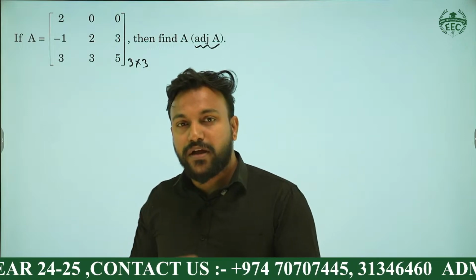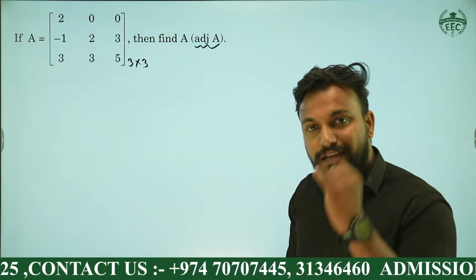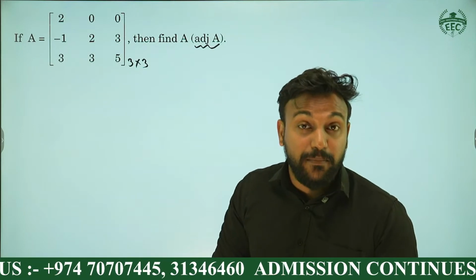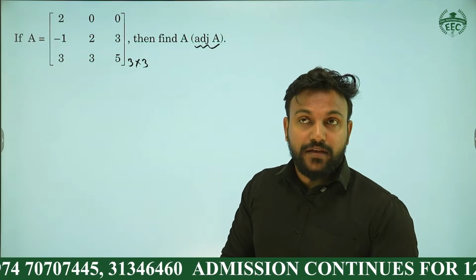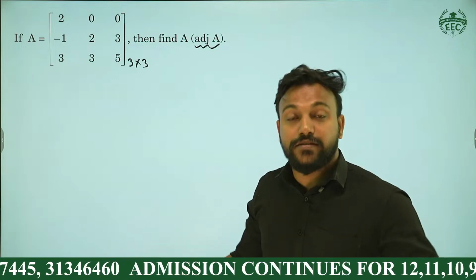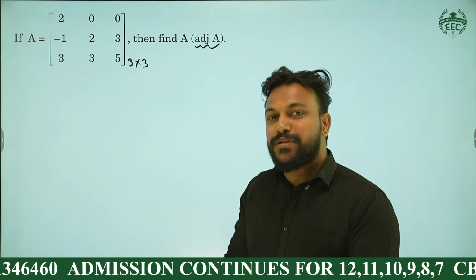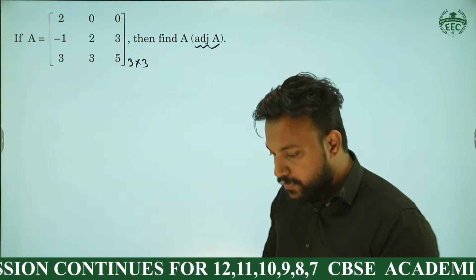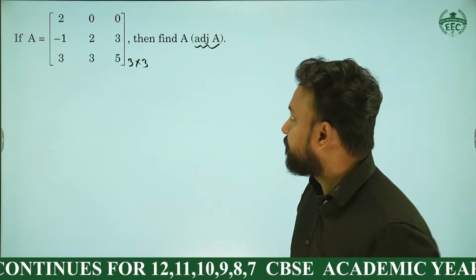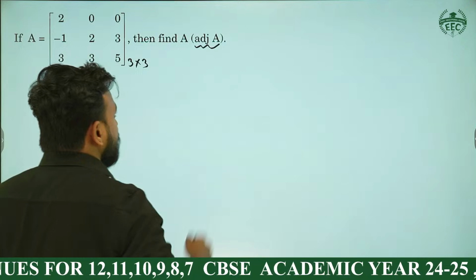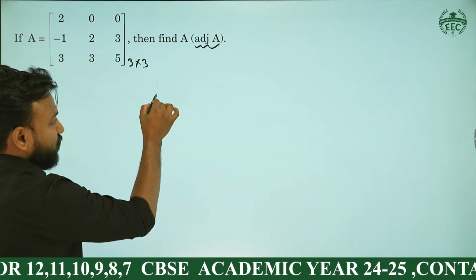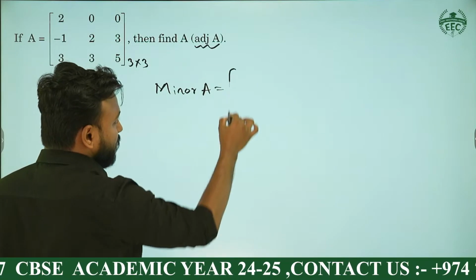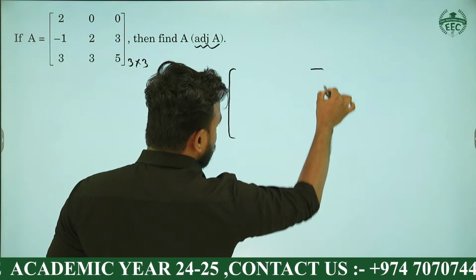So in this question we are going to discuss the topics minor, cofactor and adjoint, and multiplication of two matrices. Addition and subtraction of matrices is very easy, but multiplication is a little bit complicated because we want to multiply the row with the column, so that kind of cross multiplication is there. So we have to find the adjoint A first. To find that we need to find the minor of A. How will we find the minor of A?